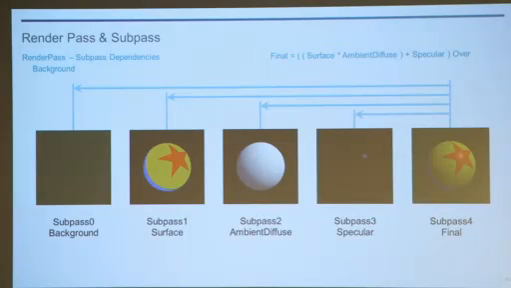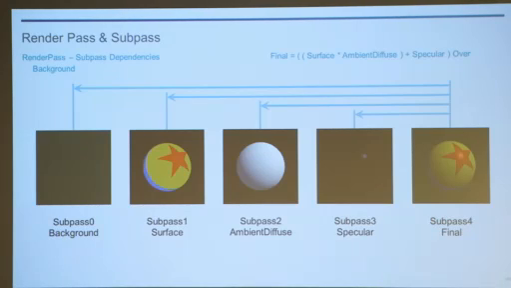So let's give an example in concrete terms. Please don't ever actually make a shader pass look like this. The first subpass just renders the background, and in this particular subpass, it cleared it to green. The second subpass is the surface shader. The third subpass does the ambient light pass. The fourth subpass does the specular pass, and then the final one does surface times ambient plus specular over the background. So I set the dependencies.